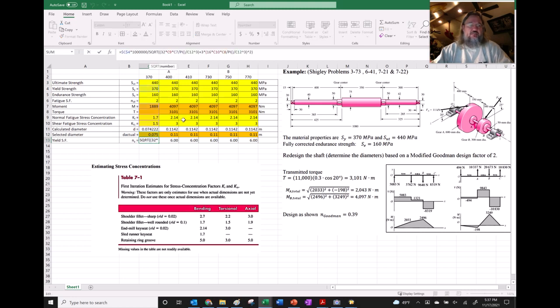So why is that so huge? Yeah, I mean, something is going on right here. Why is that such a huge safety factor? Damn.